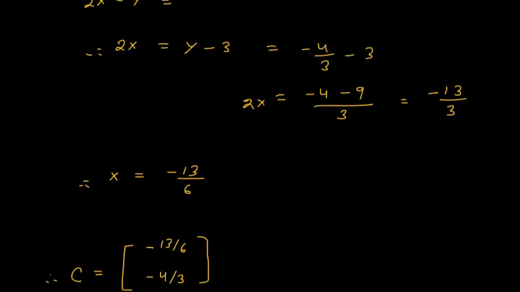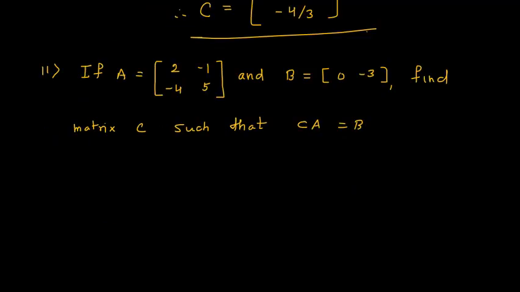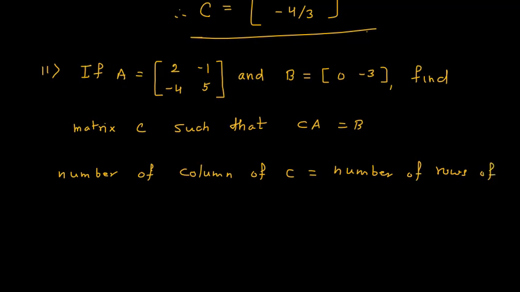Okay, now let us see the second part of this question. So here is the second part. A is given, B is given, and we have given CA is equal to B, and we have to find C. So again what we can say is that the number of columns of C is equal to the number of rows of A, right?